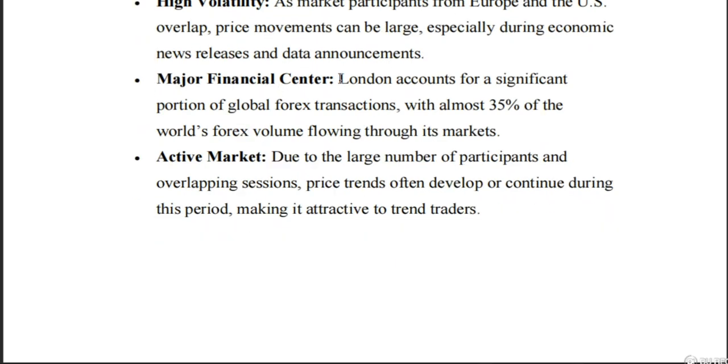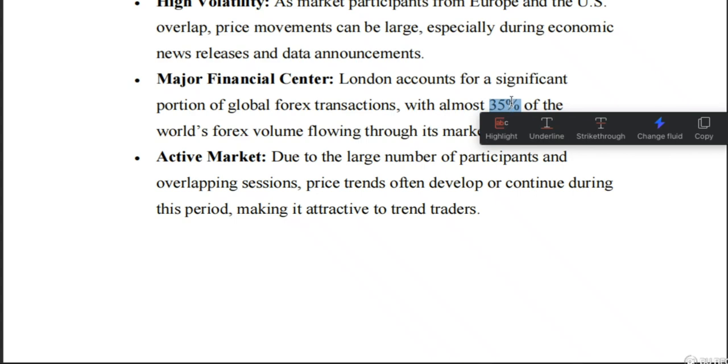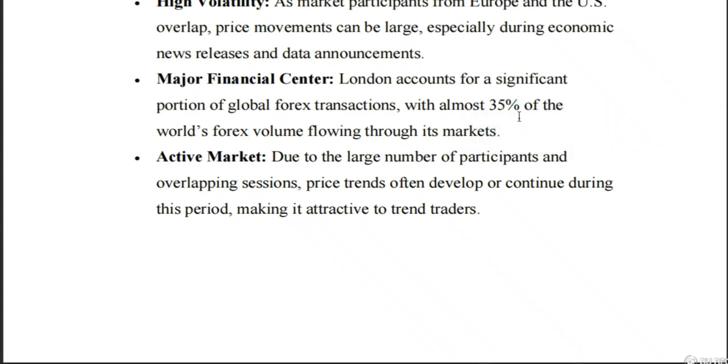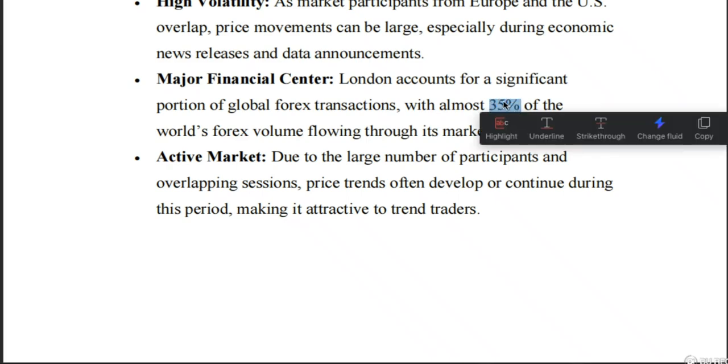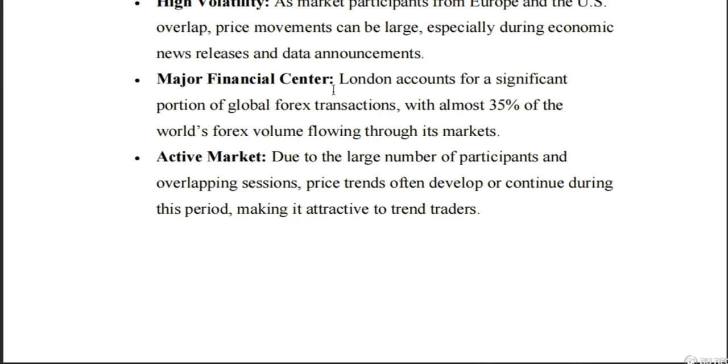Major financial center. London accounts for a significant portion of global forex transactions, with almost 35% of the world forex volume flowing through its market. So globally, if 35% flows through this session, that means the rest of the world shares the remaining 65%. That should tell you how significant or important the London session is.